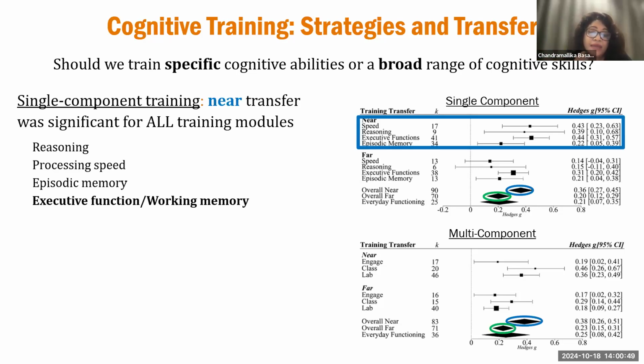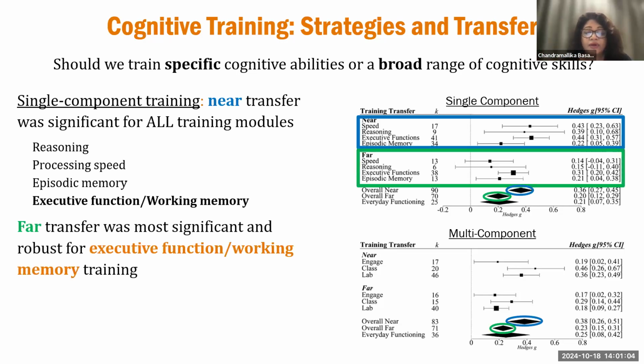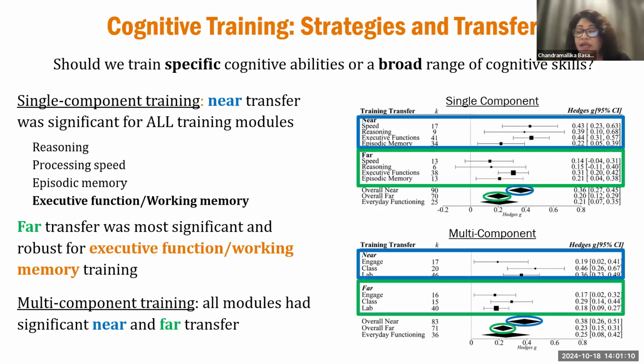So if we go to the next click, as expected, we see bigger near transfer than far transfer. That's no surprise. But if you look at the single component training for the near transfer, it was significant for all training modules. So that's not a surprise. But if we go down one more, far transfer was most significant and robust for executive function / working memory training. We had grouped them together.